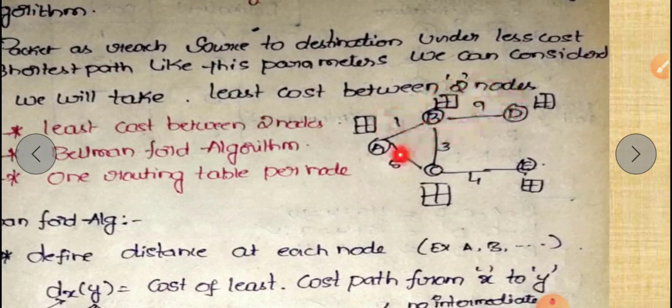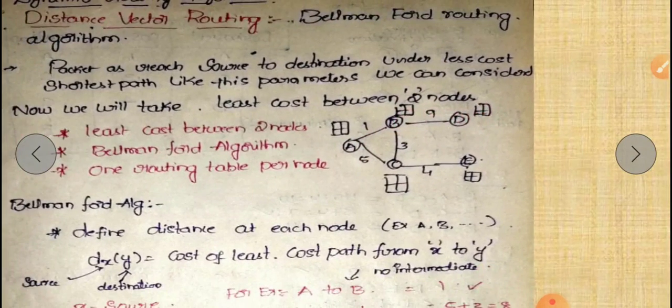So 10 is the least cost. So we are preferring A to B, and B to D is a valid path.